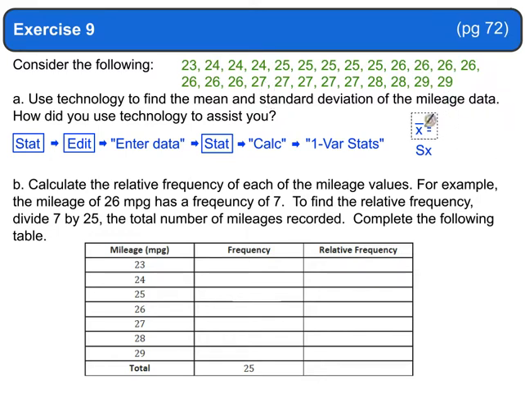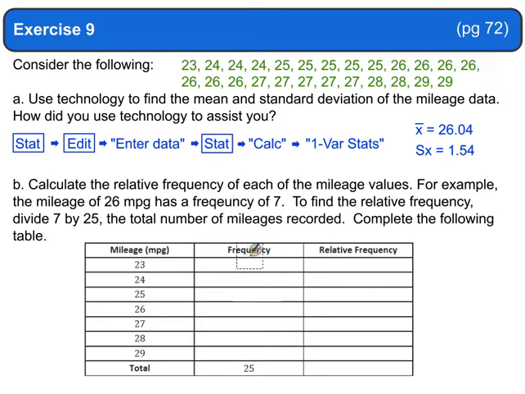Okay, so assuming you've done that, you should have gotten an average of 26.04, and you should have gotten a standard deviation of 1.54. We're going to use those two numbers again to help us draw that graph in a moment. To do this, we have to have a relative frequency chart, because that's what we're going to create a bar graph of.